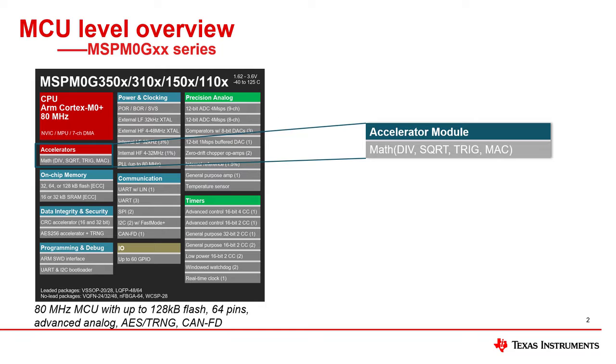The Math ACL module is included in the MSPM0G family of devices. The MSPM0G supports up to 80 MHz clock speed, has up to 128 KB of flash, 32 KB of SRAM, and a wide range of additional digital and analog peripherals. Like most M0 Plus devices, the MSPM0G family does not have an integrated floating point unit and performs best when fixed point values are used in computation.